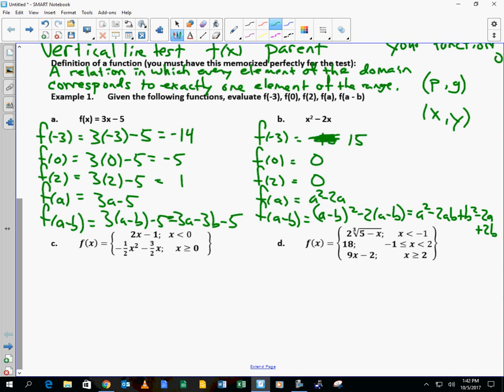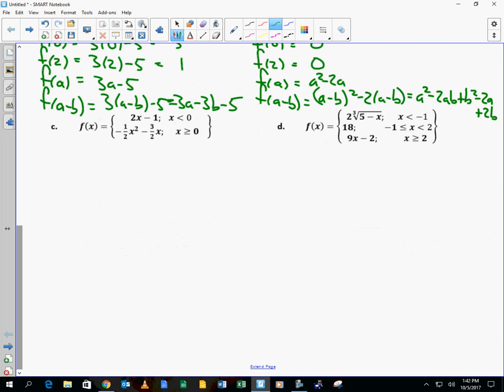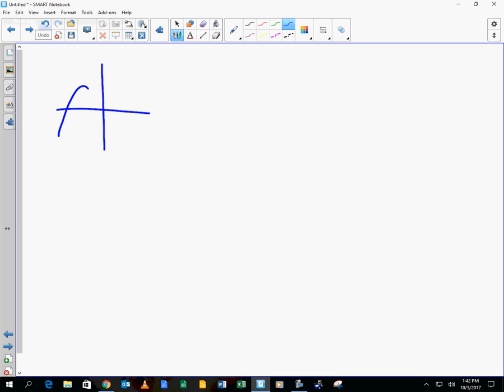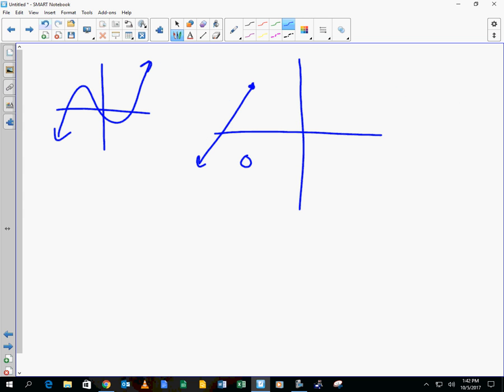Whereas letter C or D, that looks completely different, doesn't it? We're going to investigate what are called piecewise functions during this unit as well, which means you can have a function that looks like this. You guys are used to plugging stuff in for things that look like that. But what if the function looks like this? You can have functions that are broken into pieces. And that's what we have here.